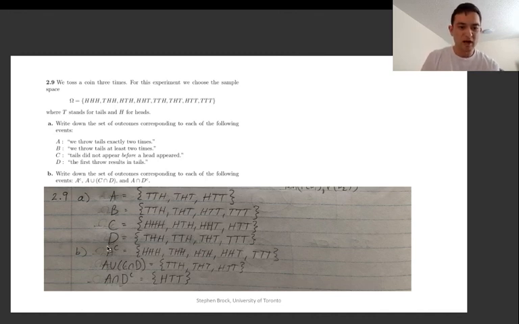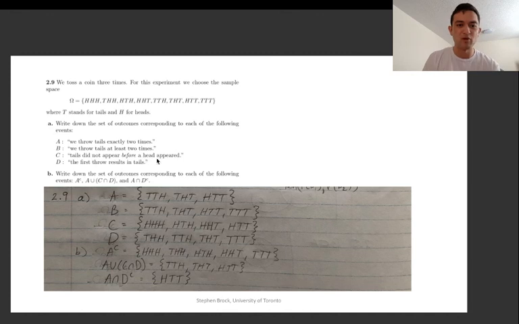For part B, we're now looking at using these sets we've created. So A complement is all the elements in our sample space that are not in A. So that's these 5. We have A union (C intersection D). So we want to tackle this brackets first. So C intersection D is just the intersection of these 2 sets, and we can see that the intersection is actually empty.